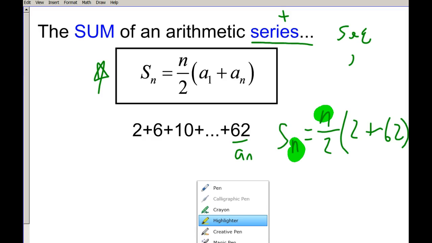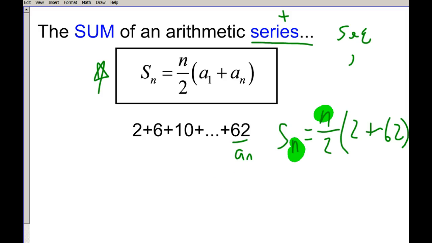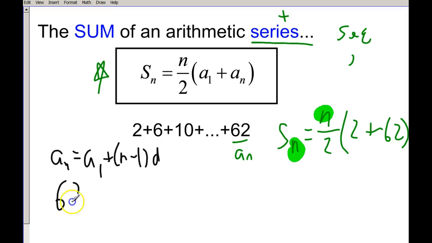It's kind of a sneaky technique we use, but once you've seen it once, it's easier to recreate the second time. If you use the original formula, a sub n equals a sub 1 plus n minus 1 times d. So if I plug into that formula using these numbers, I'm calling my 62 there an a sub n. And so if I say 62 equals 2 plus n minus 1 times d, the common difference here is obviously 4. We're adding 4 every time.